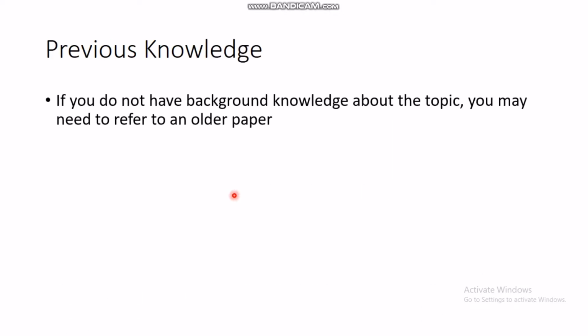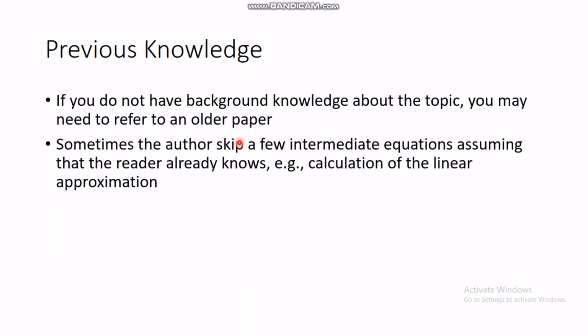Previous knowledge of the topic. If you do not have the background knowledge about the topic, you may need to refer to an older paper or a textbook. And sometimes the authors skip a few intermediate equations, assuming that the reader already knows. For example, the calculation of linear approximation in control systems papers: authors will not walk you through all the steps of linear approximation. They will just tell you that this is the nonlinear system and this is the equilibrium point, and we linearize this about the equilibrium point, and here are the linearized equations of motion.